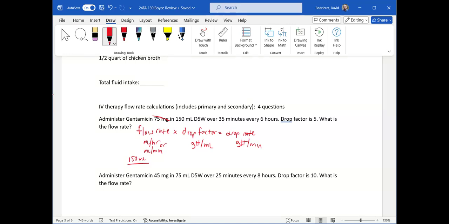So this is kind of like taking an oral medication that would be 4 times a day, because there are 4 6-hour intervals in a day. It's the same thing. We're not necessarily calculating for the whole day right now. We're just calculating for the 35-minute time period. So I have my 150 milliliters and I have 35 minutes.